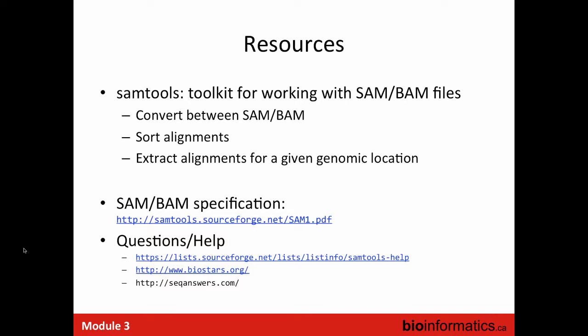Okay, so on this slide, it's just a list of resources for working with these SAM and BAM files. So the program we'll be using is SAM Tools, which is a toolkit for manipulating these files. We can use it to convert from SAM to BAM, and the other way from BAM to SAM. You can sort the alignments into reference coordinate order, or you can extract all of the alignments for a particular reference location. Now SAM Tools offers a threaded sorting. Yeah. So it's a little bit faster than simple sorting without using threads.